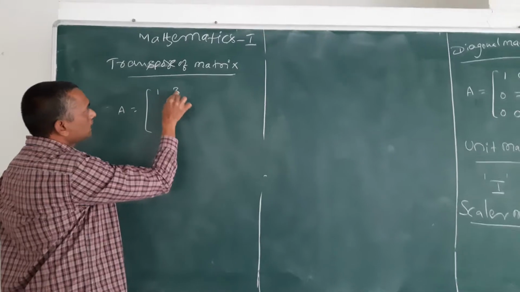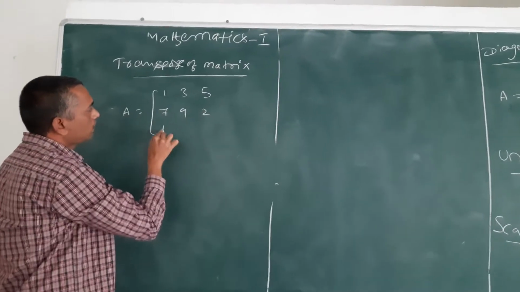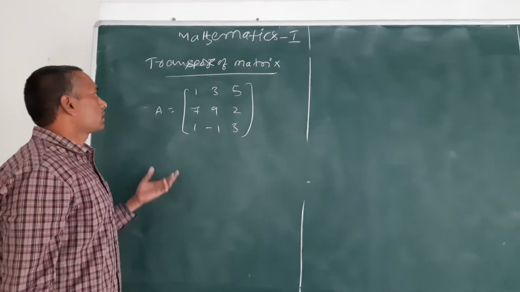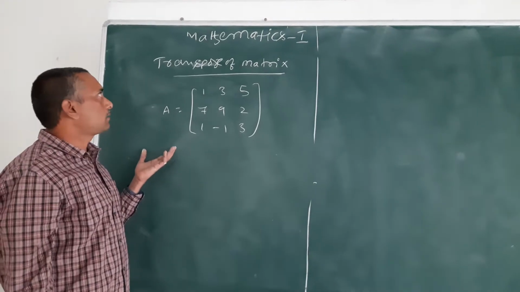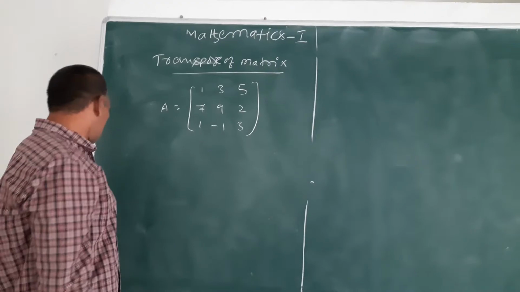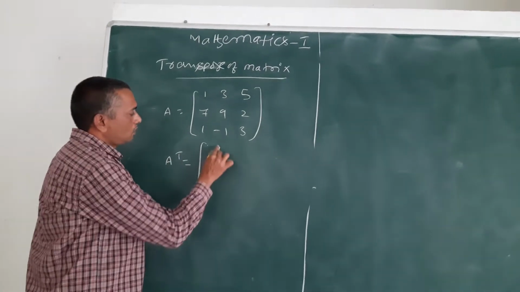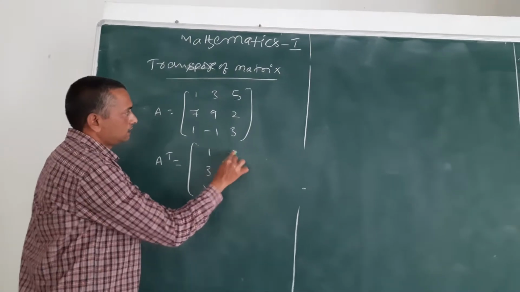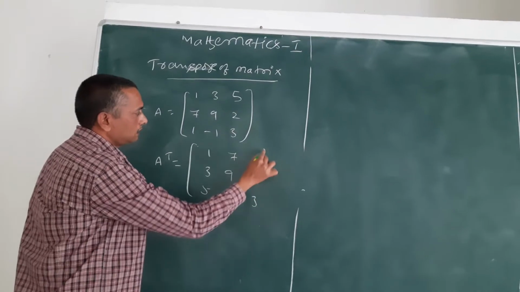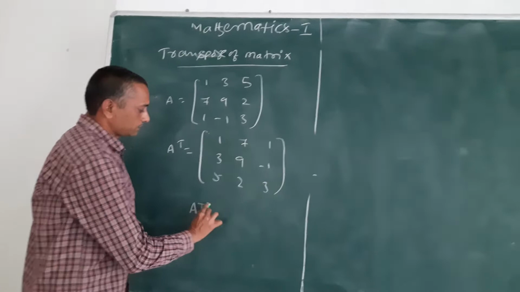For example, 1, 3, 5, 7, 9, 2, 1, minus 1, 3. What is the transpose of a matrix? Any matrix obtained by interchanging the rows and columns is called the transpose of a matrix. It is represented by A transpose.